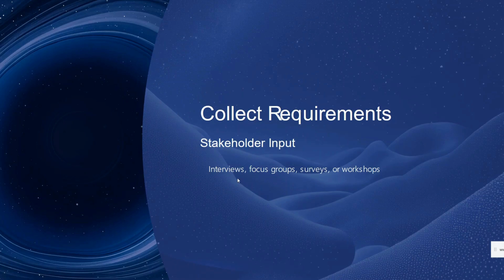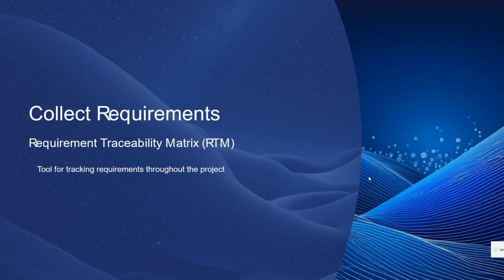You can see stakeholder input: interview, focus group, survey, or workshops. Stakeholder input means the interview, focus group, survey, or workshop with the key stakeholders to gather their needs, expectations, and priorities. Next, we have the requirement traceability matrix (RTM). RTM, we can say, is a tool. This tool helps to track requirements throughout the project and ensure that they are fulfilled at each stage.